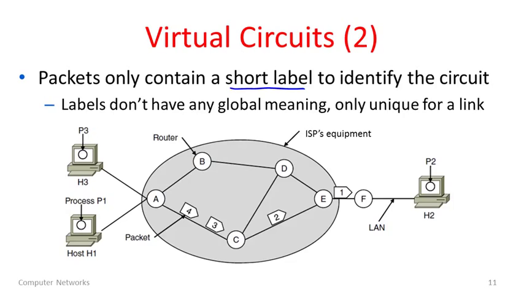So these labels don't have any kind of global meaning. They just have to be unique to the link, to the router, where they're going to arrive on a certain link, so the router will know what to do. But they don't have to have any other unique meaning.